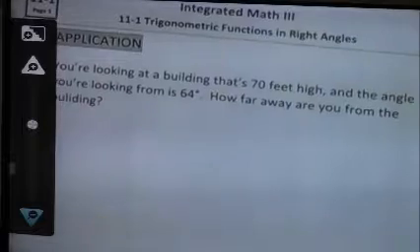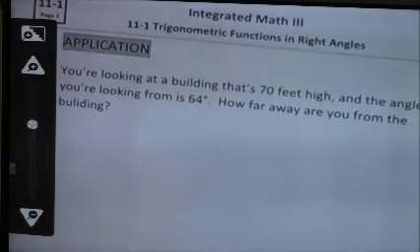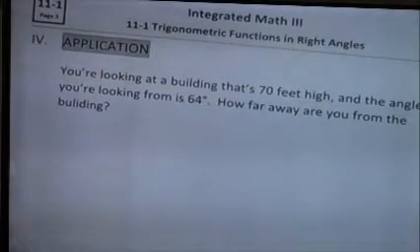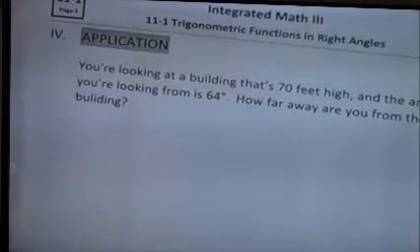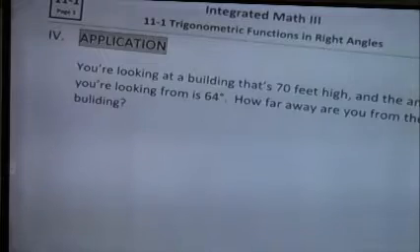Okay, let's look at page 3. Here's one of the types of applications of these. You're looking at a building that's 70 feet high, and the angle you're looking from is 64 degrees. How far away are you from it? Okay. Now, these only use sine, cosine, and tangent, so they're similar to what you've seen before. It was part of last year when we did those first.